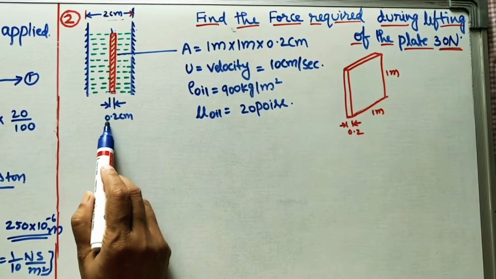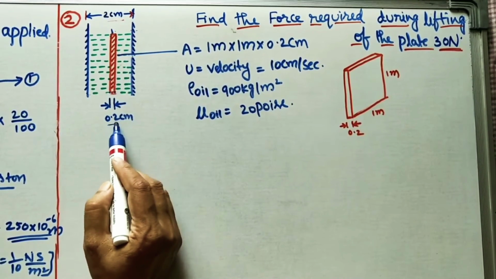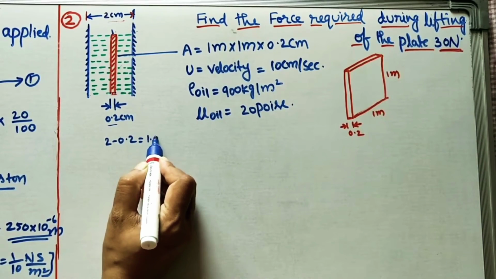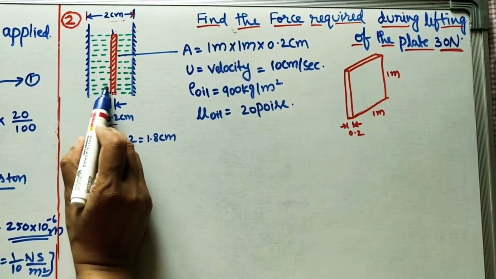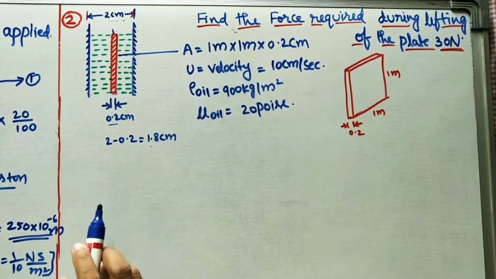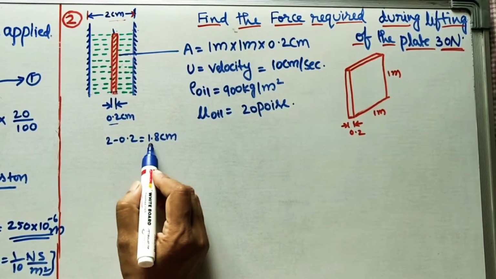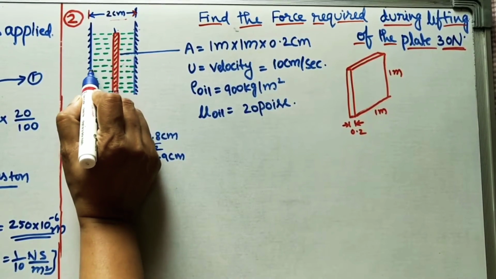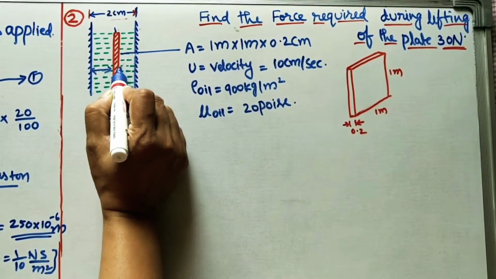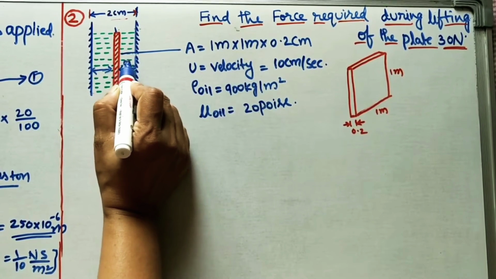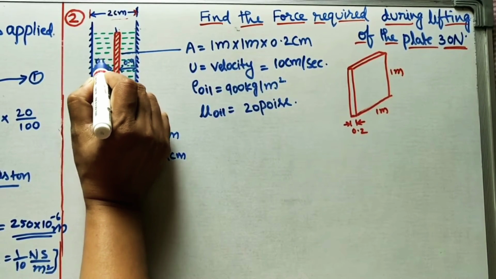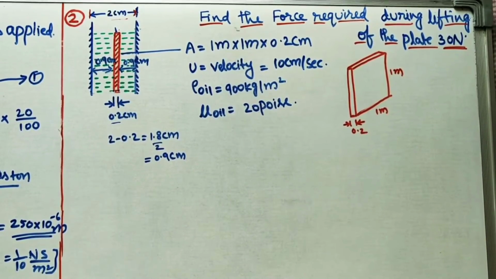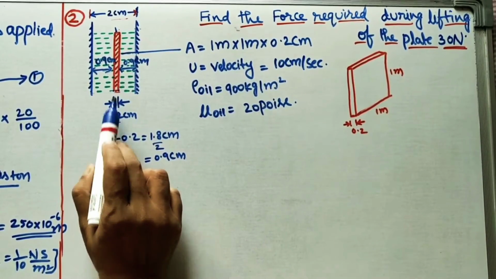If you are removing from 2 centimeters, 2 minus 0.2 means it is 1.8 centimeter. This gap plus this gap is 1.8 centimeter. Half means 0.9 centimeters. So this gap is equal to 0.9 centimeter, and this gap is 0.9 centimeters. So 0.9 plus 0.9 plus 0.2 means it is 2 centimeters.